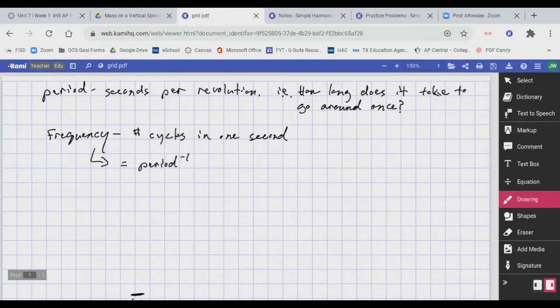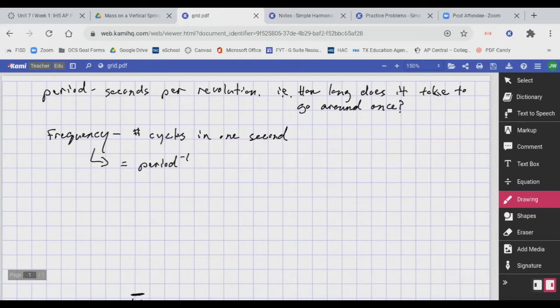If you've got the period, use period to the -1, and that gives you the frequency. If you've got frequency, do frequency to the -1, and you've got period. They are inverses of each other. One is cycles per second, the other is seconds per cycle. You see how even the units are flips of each other. Seconds over cycle, cycle over seconds. It's not that bad.